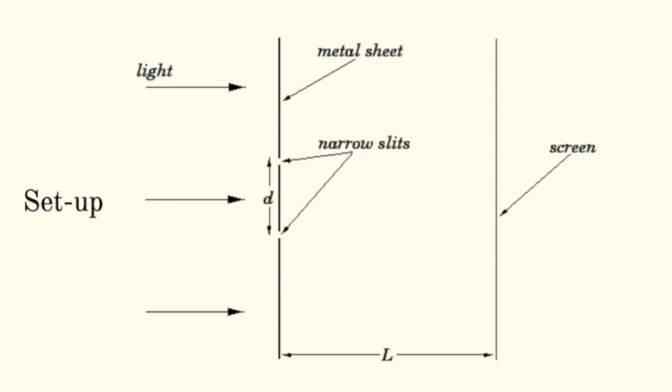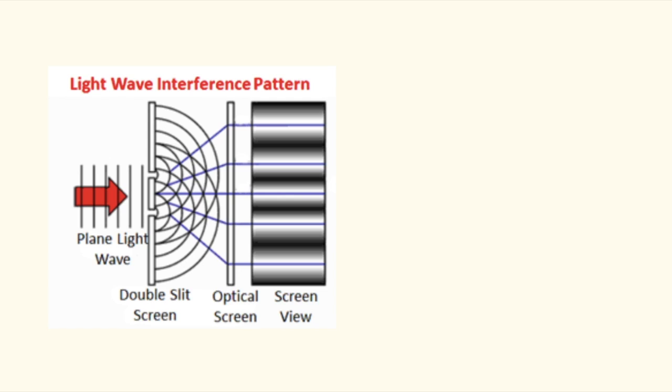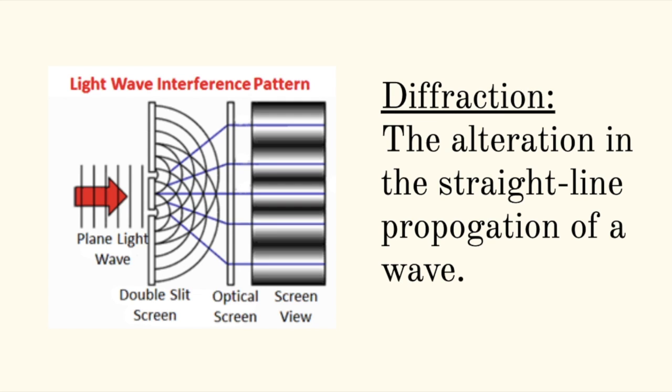We might expect to see two bright narrow strips of light directly opposite the slits in the barrier. As reasonable as this may sound, it doesn't take into account the wave nature of light. In fact, when light travels through a small opening, as in this experiment, it spreads out. This alteration in the straight line propagation of a wave is also called diffraction.